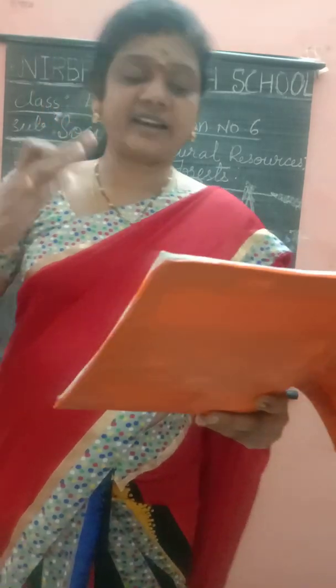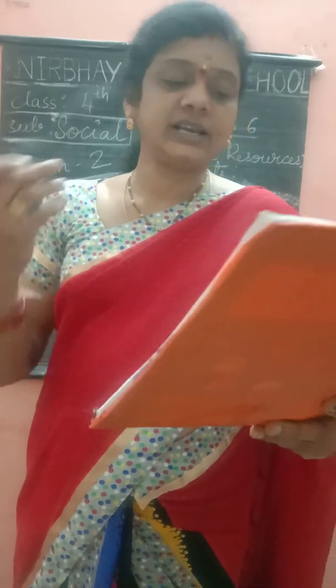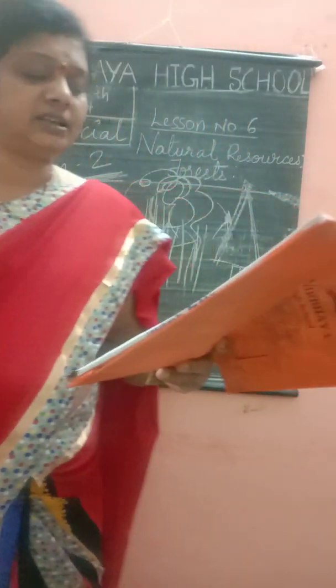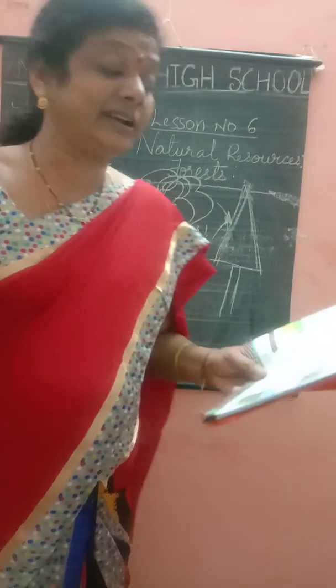The next one is evergreen forest. Evergreen forests are found in the hot and wet regions of India. There is plenty of rain and sunshine on the Western Ghats, the hills of northeastern India, and on the Andaman and Nicobar Islands. You can find this forest, the evergreen forest, in these places.